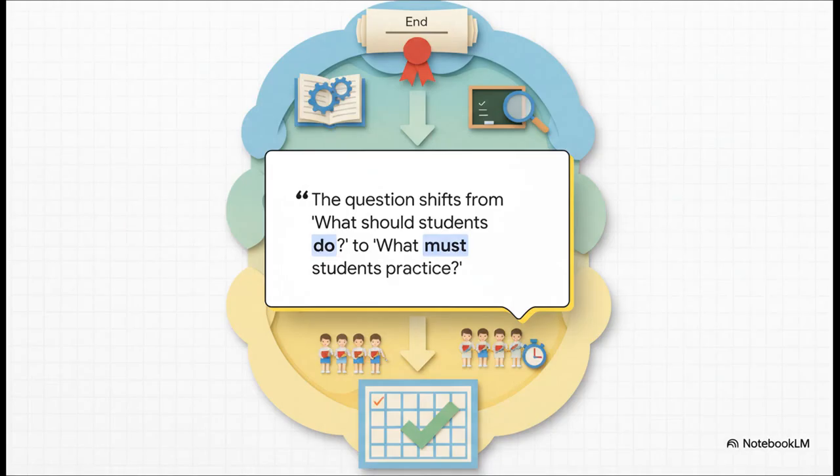See, this forces a huge mental shift. The big question you ask yourself is no longer, hey, what's a fun thing for my students to do today? Instead, it becomes, what must my students practice over and over to demonstrate mastery on the assessment I've already made? That little change in how you frame the question makes all the difference.